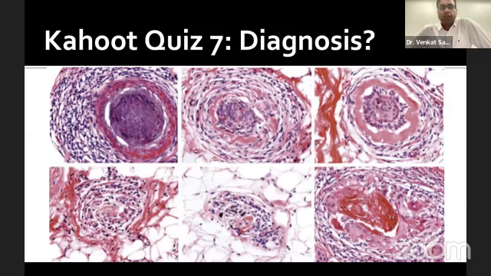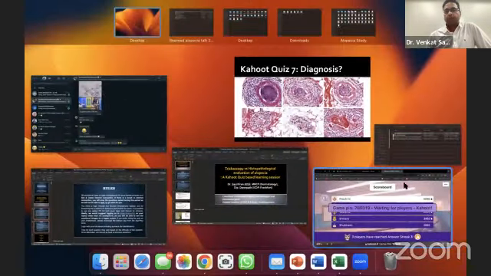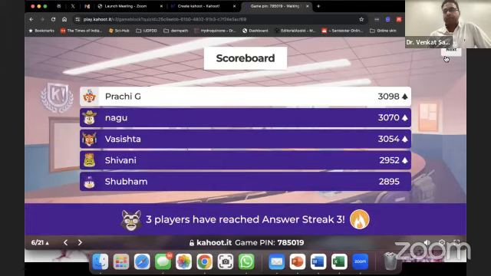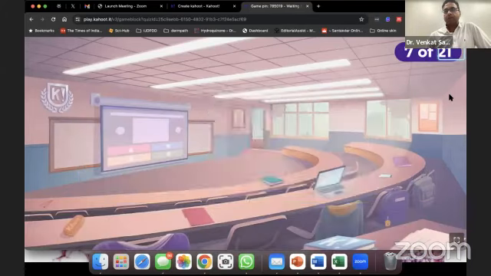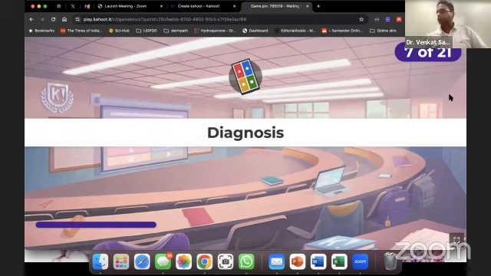So I want the diagnosis here. Look at these pictures. All of this represents a single clinical entity. Okay, I'll give you 2 more seconds, and then we'll go to Kahoot, where you have 4 options to choose the correct diagnosis. So here we go. This brings us to Kahoot quiz number 7. Okay, what is the diagnosis?